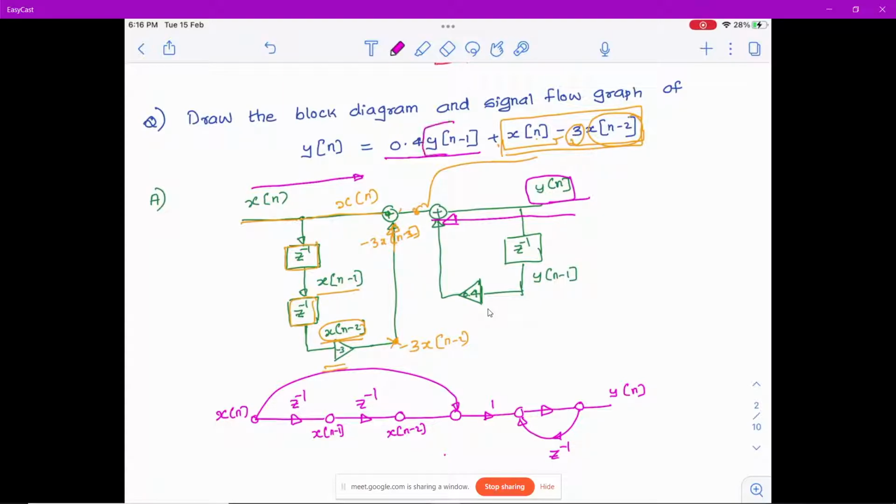You need y of n minus 1, which means you need to delay y of n by z raised to minus 1. You will get y of n minus 1. Then it is multiplied by 0.4. So you have a 0.4 multiplier. So the thing that is reached here will be 0.4 y of n minus 1, which will be added with whatever is coming from x of n minus 3 x of n minus 2, which is happening here at this adder block, which will be your output y of n.